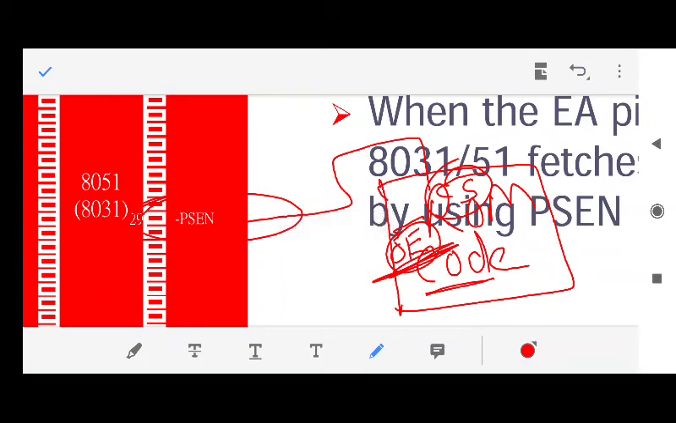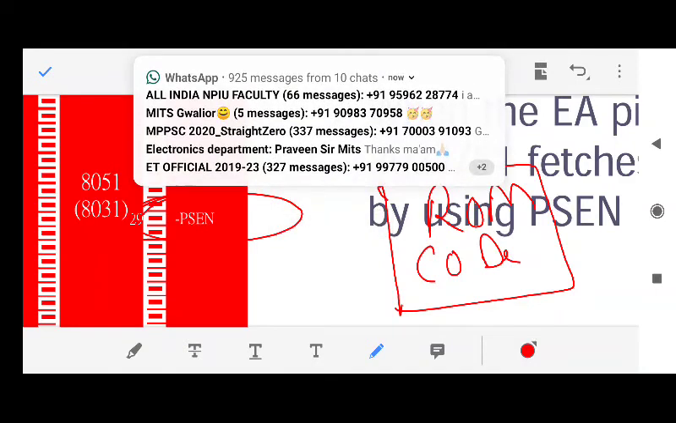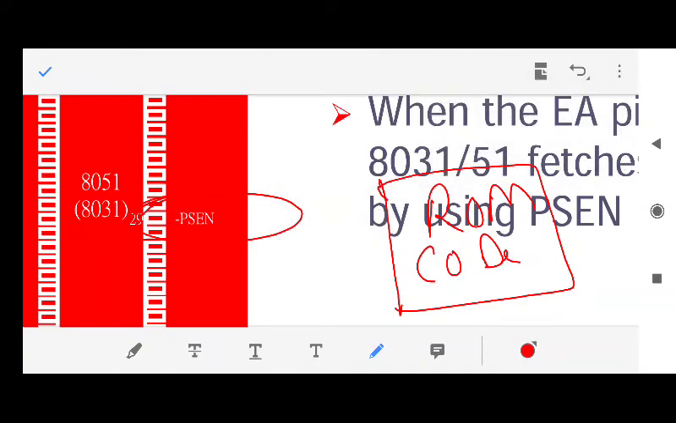Fine. So whenever the 8051 wants to read from the ROM, when the 8051 needs to read the output from the ROM, what needs to be done? The program store enable pin will be connected to the output enable pin, which is an active low pin, and a chip select pin also. So this is connected to both the chip select and the output enable.